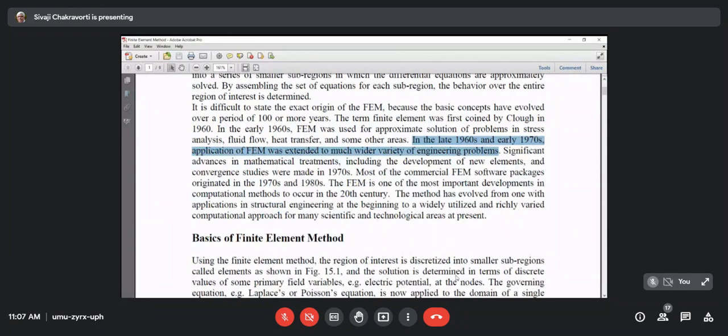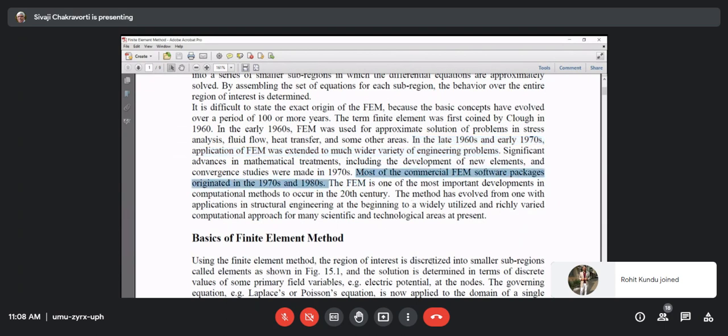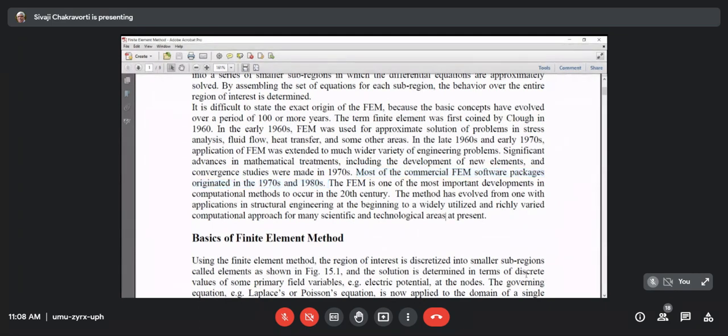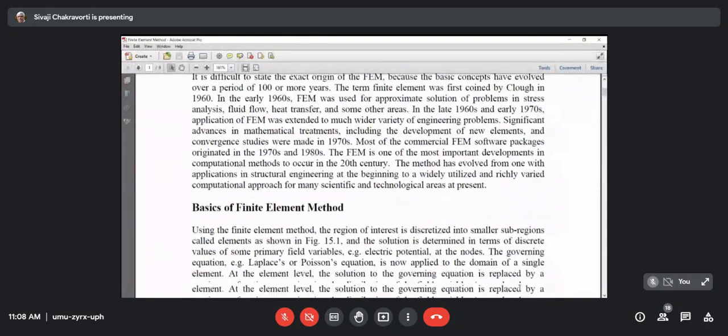In fact, today, if you ask me, anything that we want to solve, finite element packages are able to do it. Almost anything. Development of these packages basically started late 70s and then in 1980s. And today, finite element method is one of the most important methods that is existing.